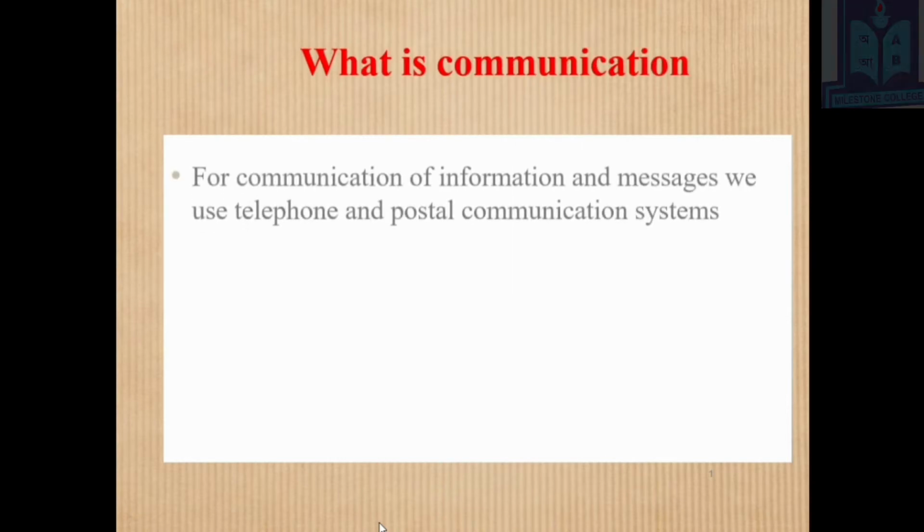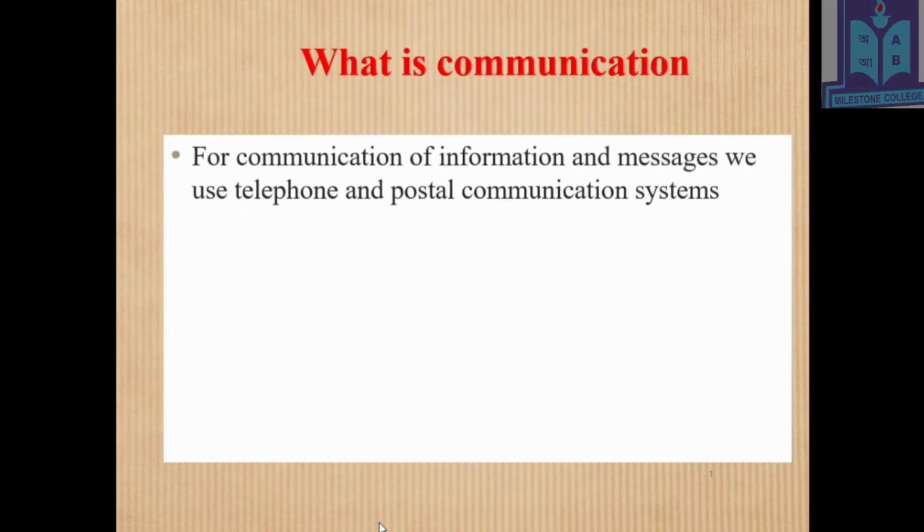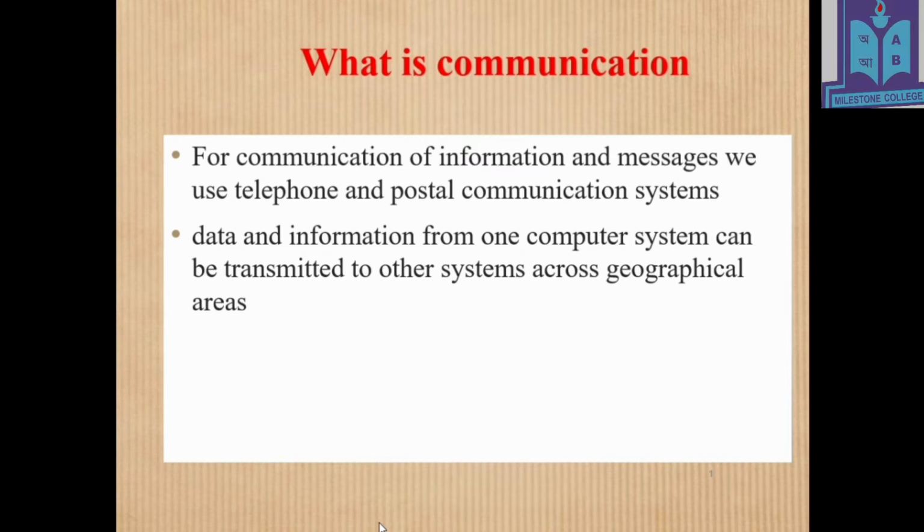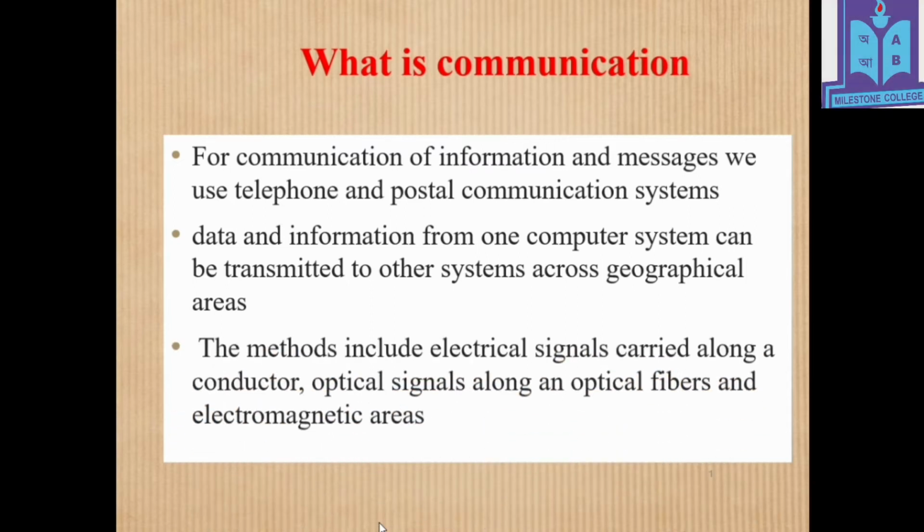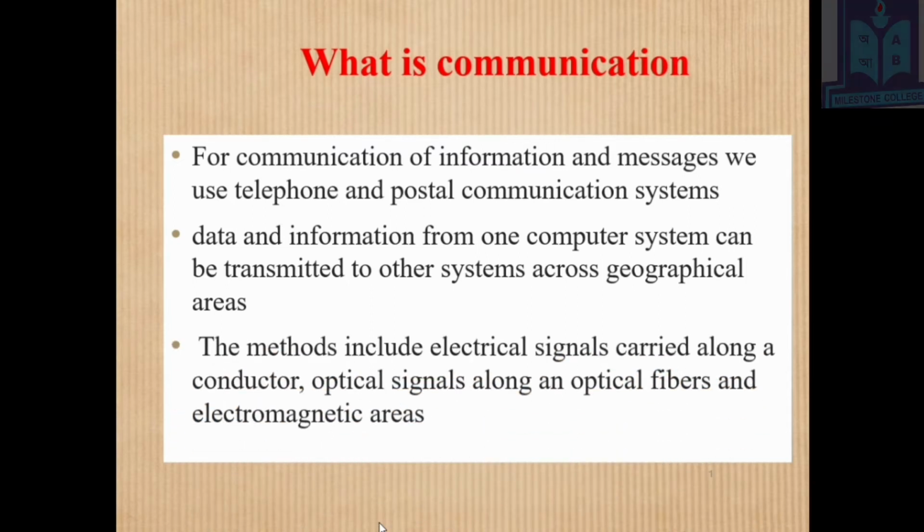So today we will discuss a very interesting topic. Today's important topic is what is communication. For communication of information and messages, we use telephone or postal communication systems. Data and information from one computer system can be transmitted to other computer systems across geographical areas. The methods include electrical signals carried along a conductor, optical signals along optical fibers, and electromagnetic waves.